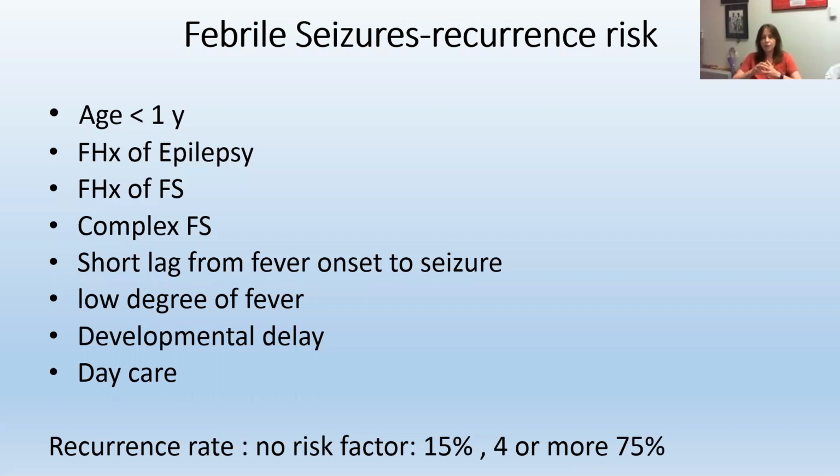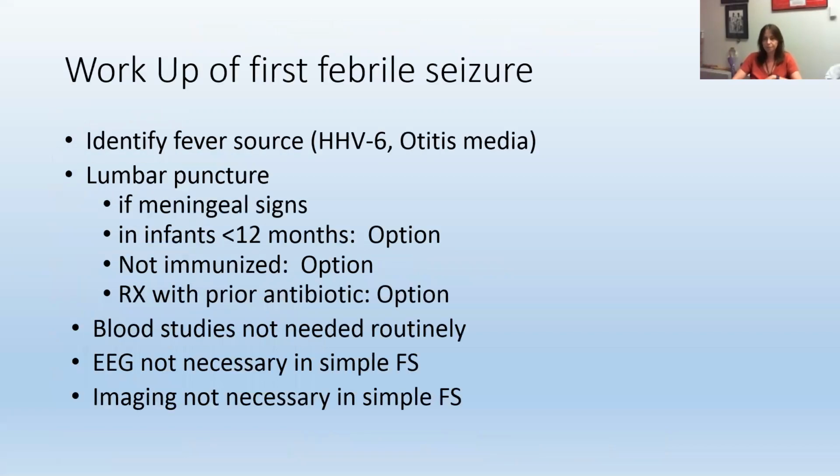If you have a low degree of fever during the seizure, if you have developmental delay, or if you go to daycare, you have much higher chances to have a recurrence. And if you have no risk factors at all, the recurrence rate is going to be about 15%. But if you have 4 or more, then it goes up to 75%.